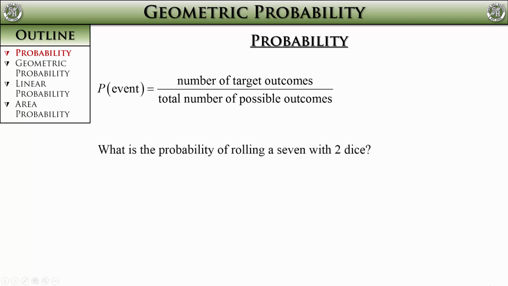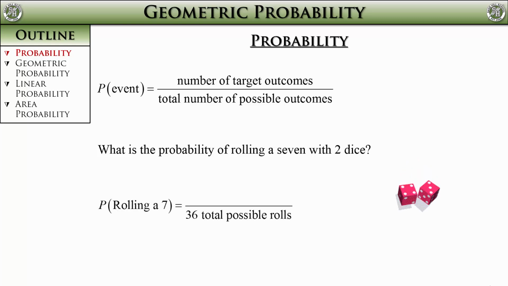Here's a typical problem from Algebra 1 and before. You probably were asked something similar. What is the probability of rolling a 7 with 2 dice? To answer this, you needed to build a fraction. On the bottom of the fraction, we need the total number of possible outcomes, and there are 36 total possible results when you roll 2 dice. On the numerator, we need the number of times our target comes up. Our target is rolling a 7, and there are 6 ways to roll a 7 when you roll 2 dice. Simplify, you end up with a 1 in 6 chance that you roll a 7 with 2 dice. Hopefully you did something like that before.